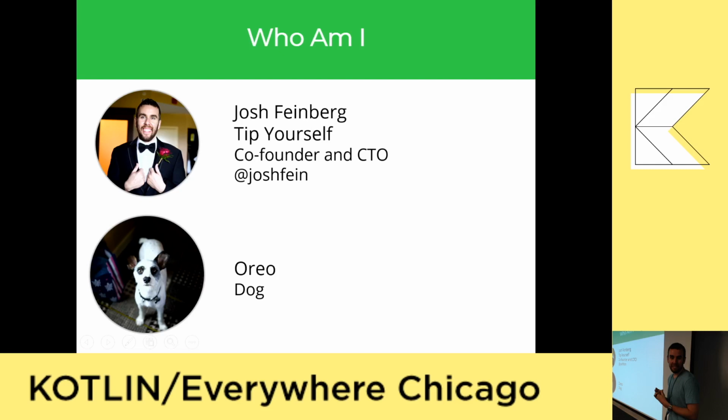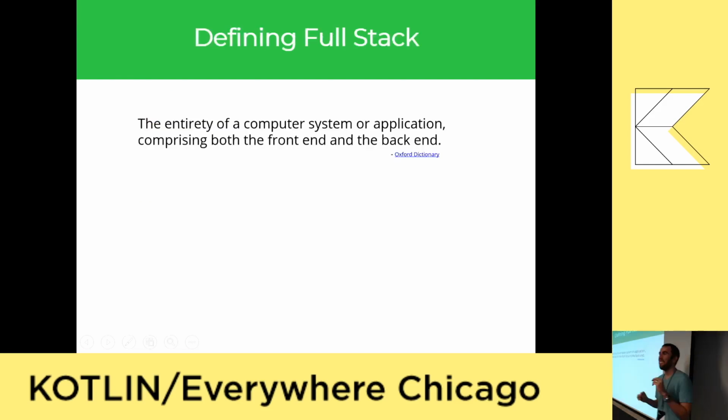I'll start off with defining full stack. Full stack is kind of hard to define, and I was even a little worried what a lot of you would think. So I like this definition: the entirety of a computer system or application comprising of the front end and the back end. For the purposes of this talk, our front end is going to be a simple Android app, and for the back end, it's going to be a backend server. So just a simple REST API.